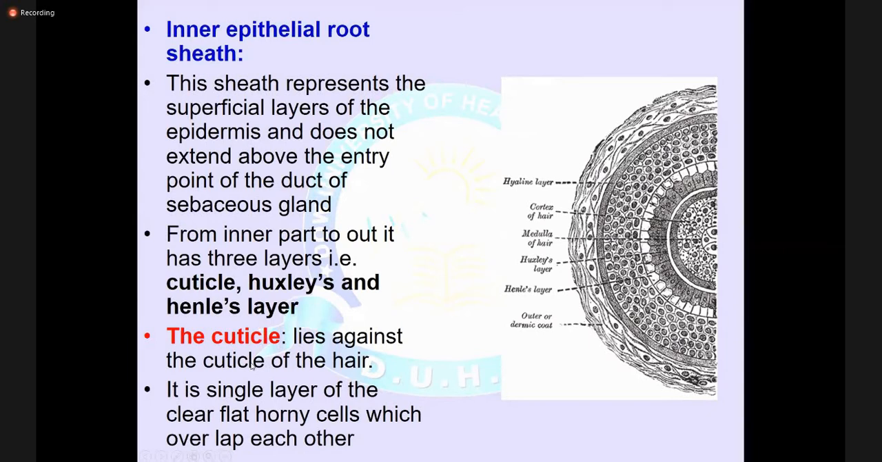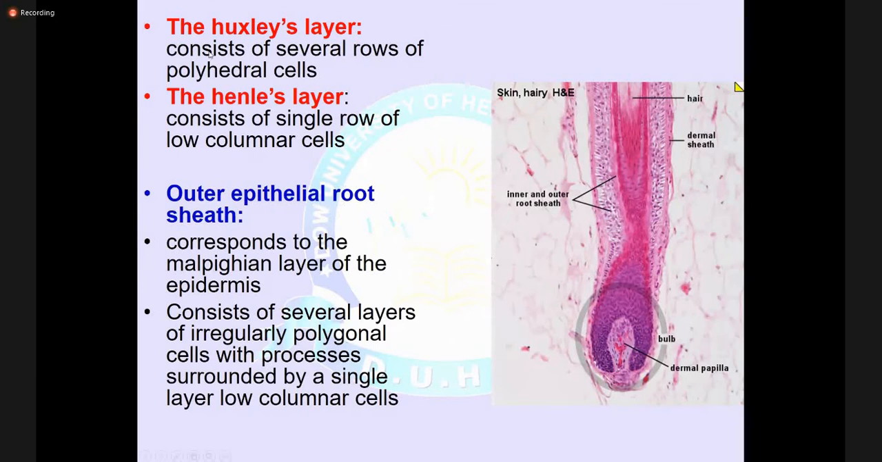The cuticle lies against the cuticle of the hair, and it is a single layer of clear flat cells which overlap each other. The Huxley layer consists of several polyhedral cells, and the Henle layer is a single row of columnar cells. These are all the components of the inner epithelial root sheath, and then we have the outer epithelial root sheath, which is this one. We have the inner one and the outer one.